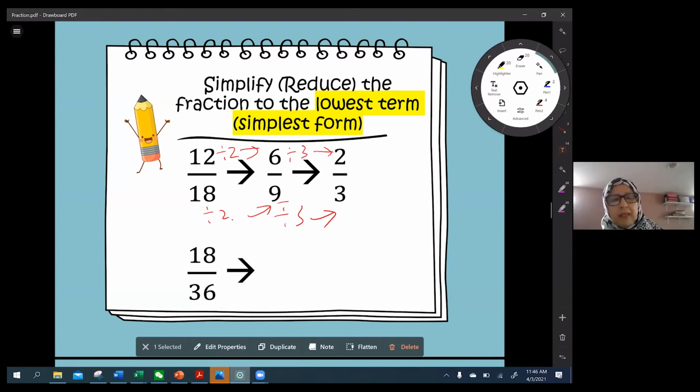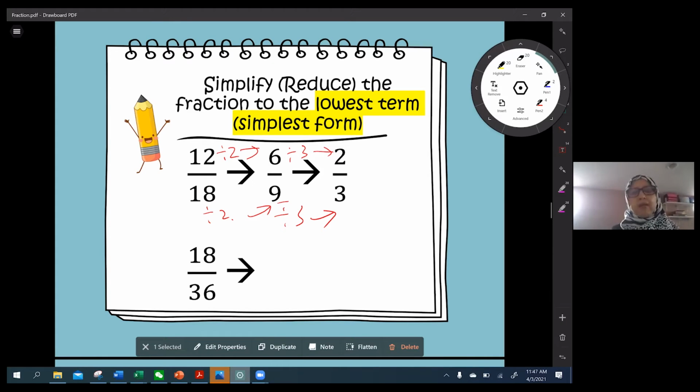Now 6 and 9, can I divide them by 2 again? No, because 6 you can, but not the 9. Why can't we divide by 2? Because 9 is an odd number. Right, it's an odd number. An odd number cannot be divided by 2s, okay?